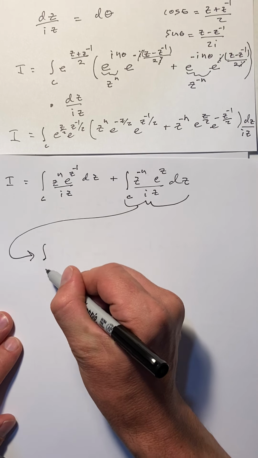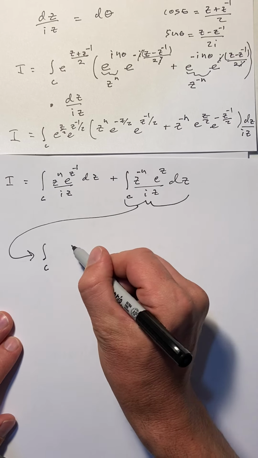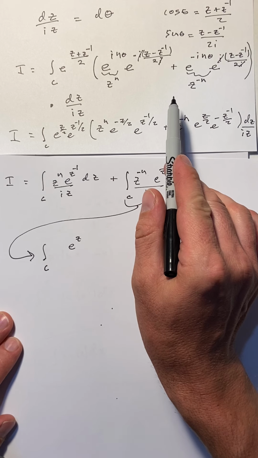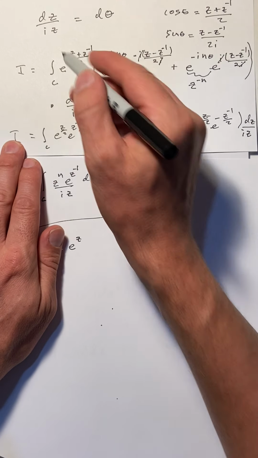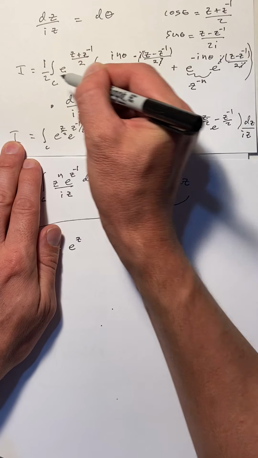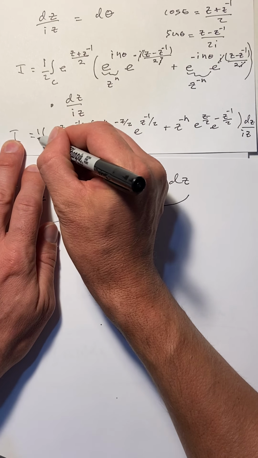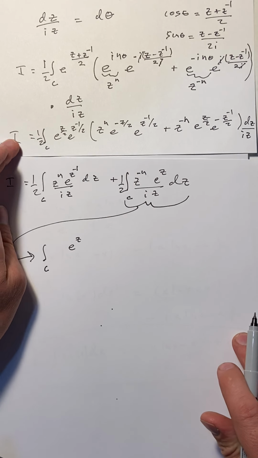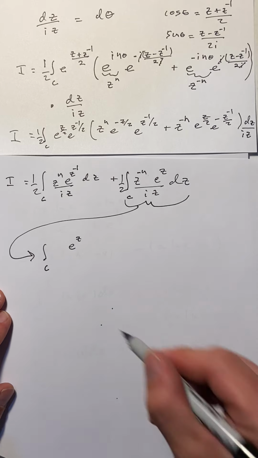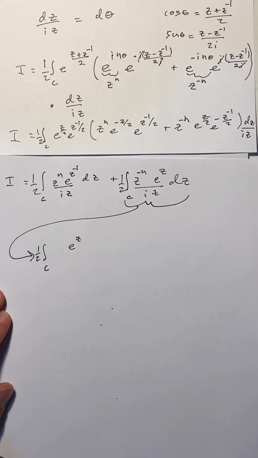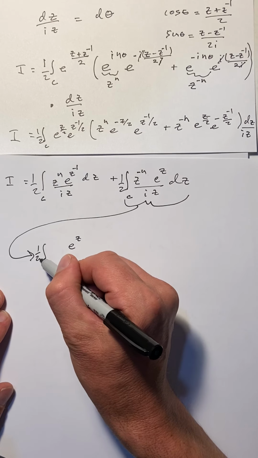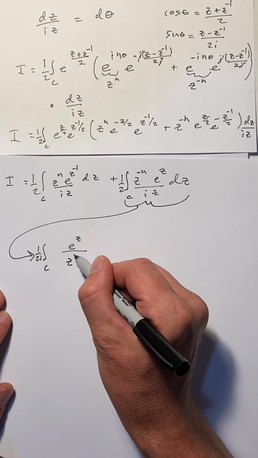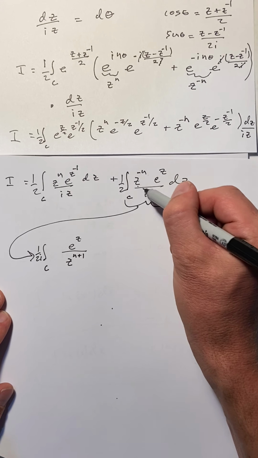This second integral is e to the z. Oh, by the way, I forgot there's a 1/2 here because I split up a cosine. So I need an extra 1/2 here. There. So 1/2. I'm going to bring this little i out front here. I get e to the z over z to the n plus 1, taking into account this and this.